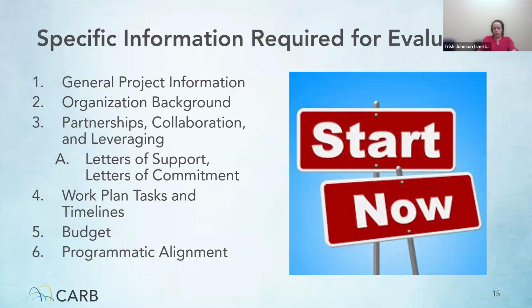Table 1 in the request for applications is on pages 27 through 32. That's right, Table 1 spans 6 pages and contains the scoring criteria, including the format and specific information required for evaluation. The specific information required for evaluation includes general project information, organizational background, partnerships, collaboration, and leveraging, with points available for letters of support and letters of commitment, the work plan tasks and project timeline, the project budget, and project alignment with the Community Air Protection Program. We have a not so subtle image on this slide to start early on developing your work plan and project budget.